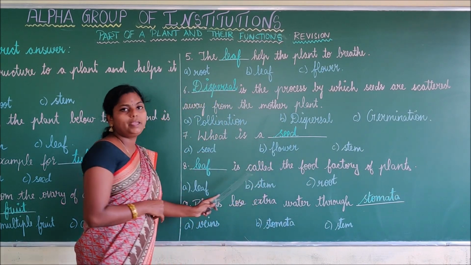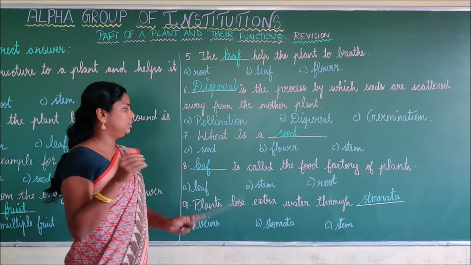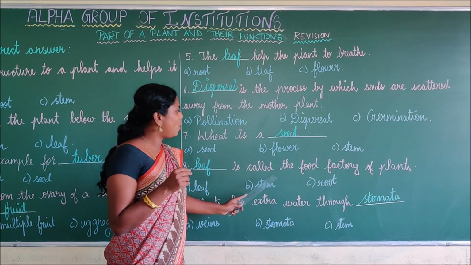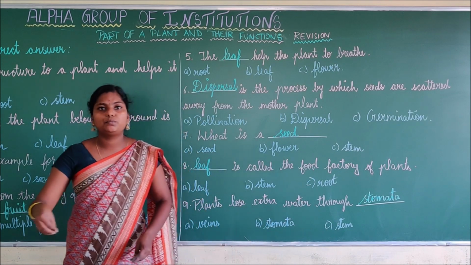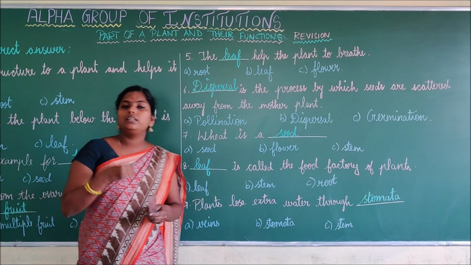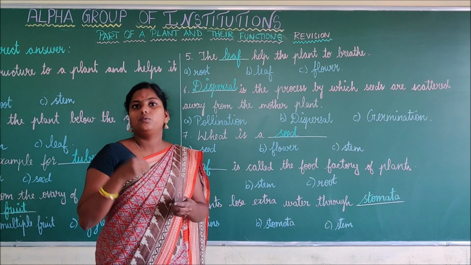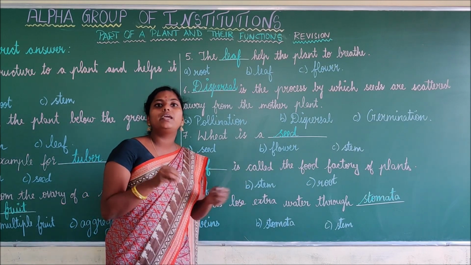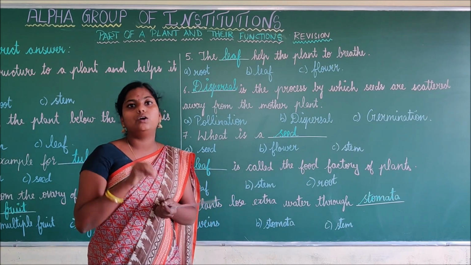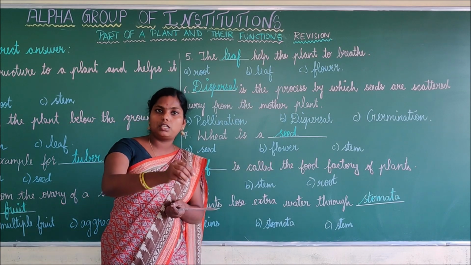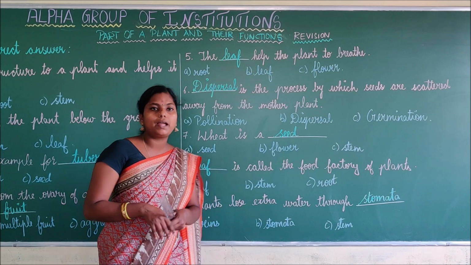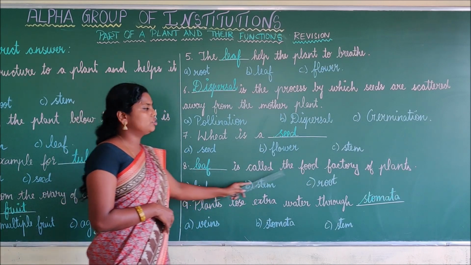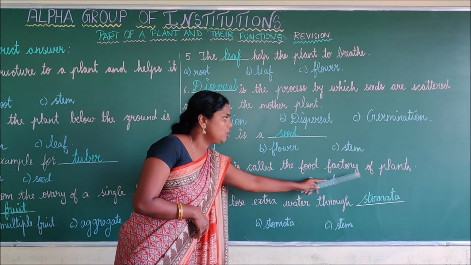The leaf will make the food for the whole plant. That's why leaf is called the food factory of plants. So the photosynthesis process happens in the leaf, and the leaf takes sunlight, water, minerals, everything, and it prepares food for the whole plant, and it gives it to the stem. Then the stem gives it to all the parts of the plant. That's why leaf is called the food factory of plants.